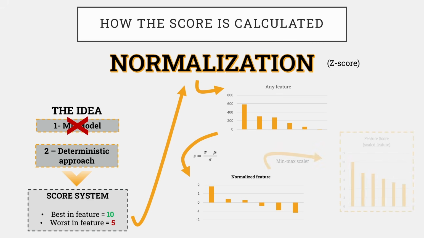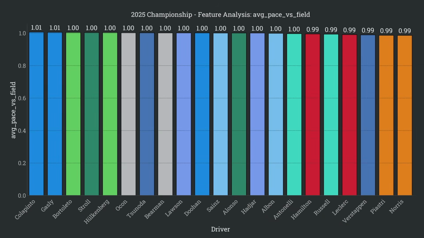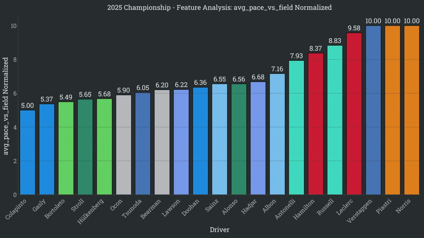So finally, to turn this into an interpretable score, I apply a second technique called the min-max scaler, which will take this normalized distribution and put it between 5 and 10, giving a 10 for the best performer and a 5 for the worst. In other words, I can take this feature that I showed you before, that is not easy at all to interpret, and turn it into this. Look. It's the exact same feature, but it went through the process that I just explained to you. So now we can clearly see the best drivers in terms of pace versus field, and actually interpret the chart.